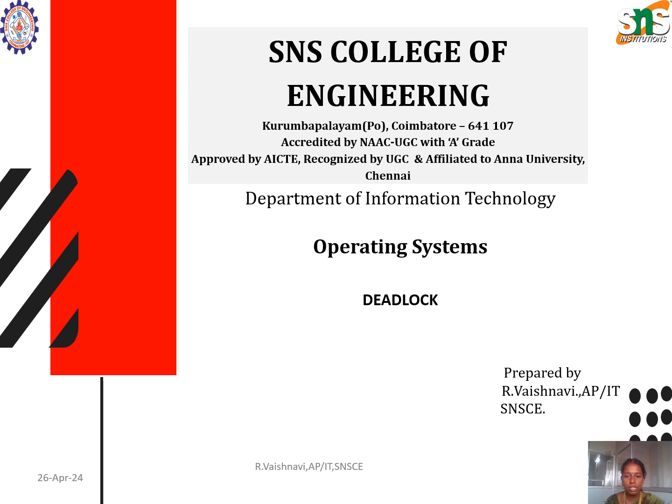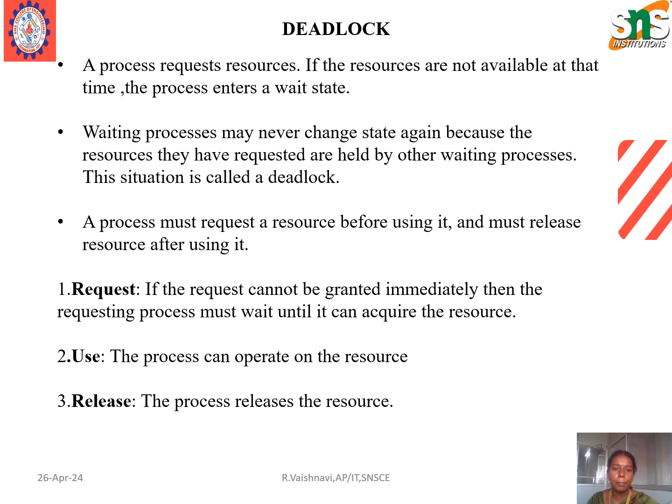Now we are going to see about the deadlock in operating systems. Deadlock: a process requests resources. If the resources are not available at the time, the process enters the wait state. Waiting processes may never change state again because the resources they have requested are held by other waiting processes. This situation is called the deadlock.